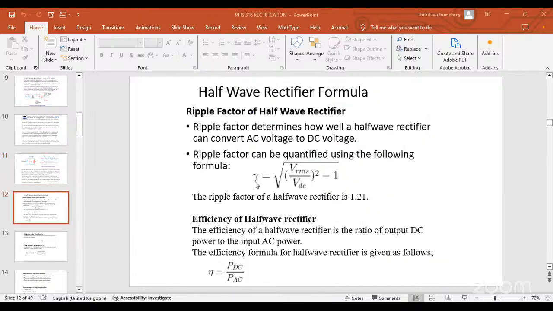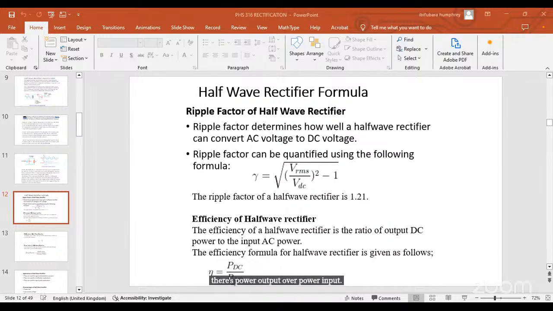So here we have the formula gamma is equal to the square root of (VRMS over VDC) squared minus 1. VRMS, you know, that's the AC, while VDC is the DC. So the ripple factor of half-wave rectifier is just about 1.21. Efficiency of half-wave rectifier, that is power output over power input.